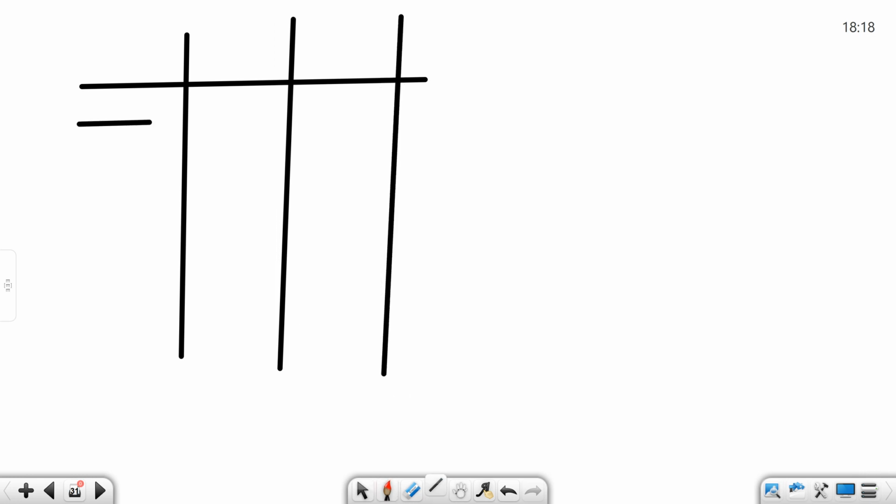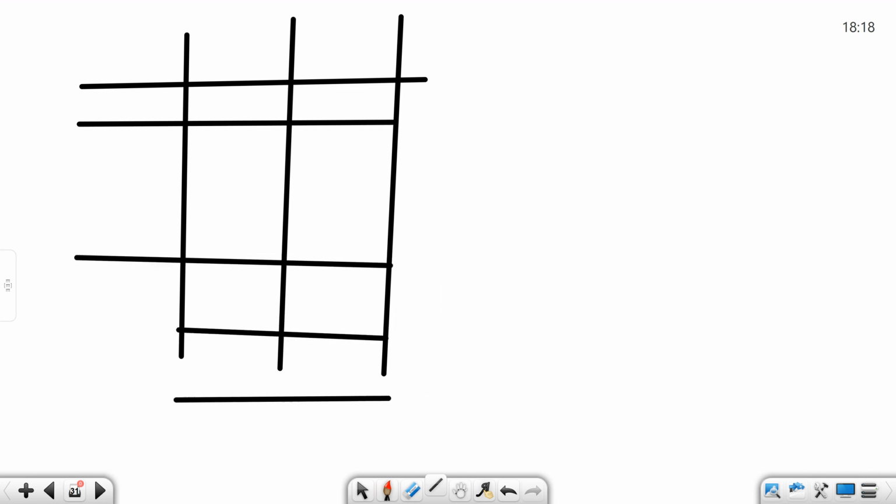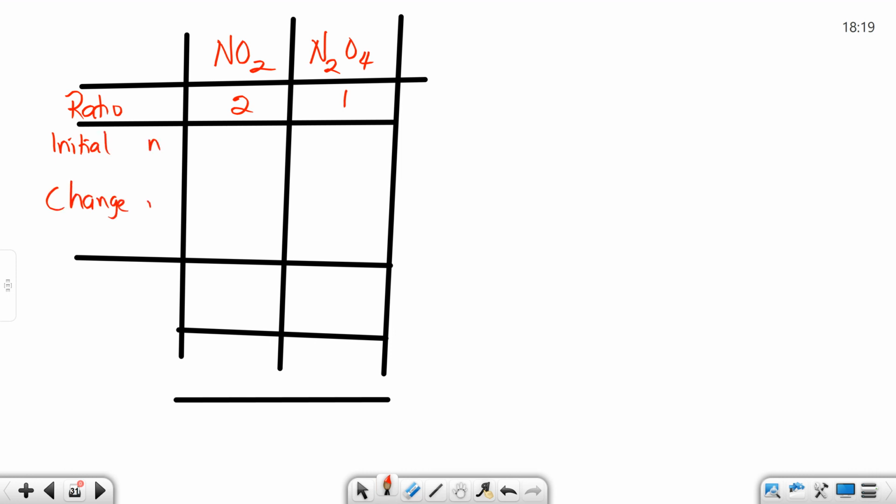All right. Okay, guys, let's quickly work. What do we have? NO2, N2O4, 2:1 there. What is this? Ratio. What do you have? Initial number of moles. What do you have? Change. Please make sure you always work in moles, whatever they give you. And what do you have here? Equilibrium number of moles, and then concentration, which is number of moles divided by volume.